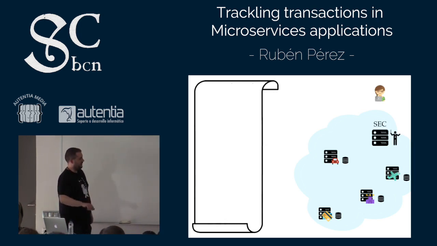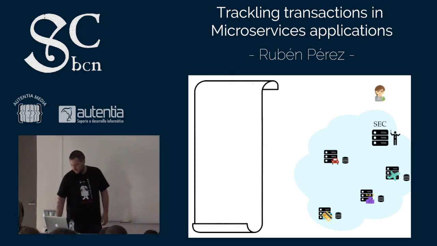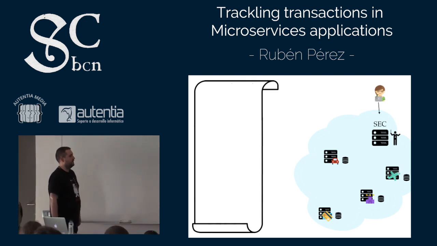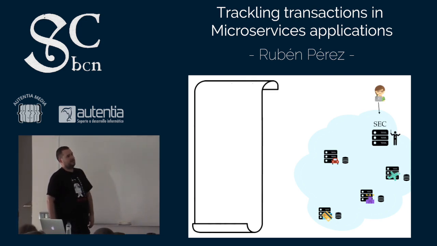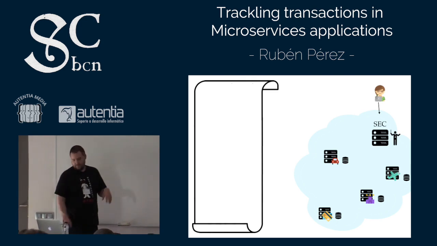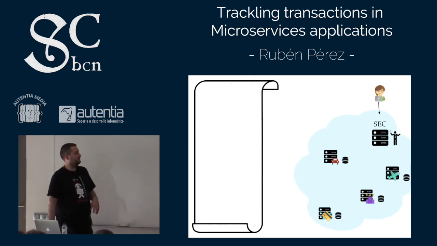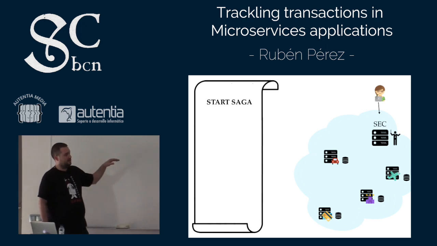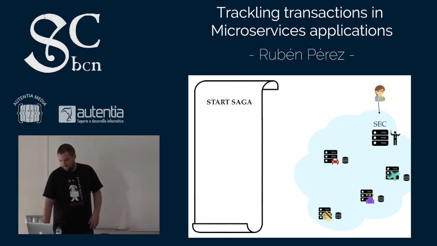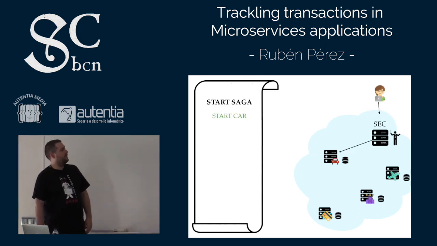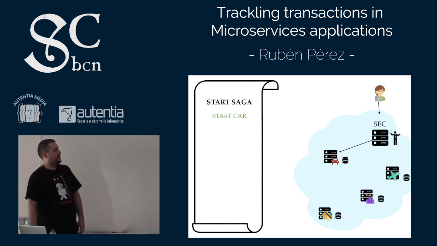Here we have our SAGA log. Here we have our system and our user. So our user sent a request to our system to get a whole trip. So it gets to the coordinator, and the coordinator starts a new SAGA in the log. Now, it starts the first step, writes that it's starting the first step to the log and sends a request.